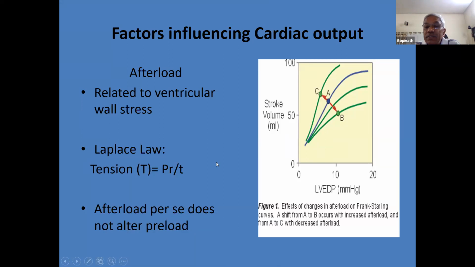So this is basically the same Frank-Starling curves which you will see, and the shift occurs with increased afterload, and from A to C with decreased afterload. So if the afterload decreases, the stroke volume improves, and if the afterload increases, the stroke volume decreases. But afterload per se does not alter the preload. The preload remains the same.